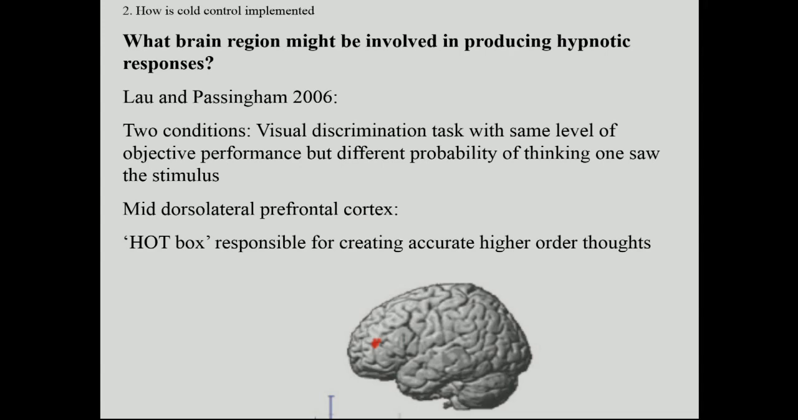So that as you increase the SOA, you get the objective performance deteriorating and improving. So you can find two SOAs where you have exactly the same objective performance, but different degrees of belief that you saw something. So the proportion of times people said they were guessing versus seeing is different. So the degree of metacognitive accuracy is different for exactly the same level of objective first order discrimination performance. In other words, you find conditions where the quality of the first order representation is, at least to first approximation, the same, but the higher order thoughts differ in their level of accuracy.